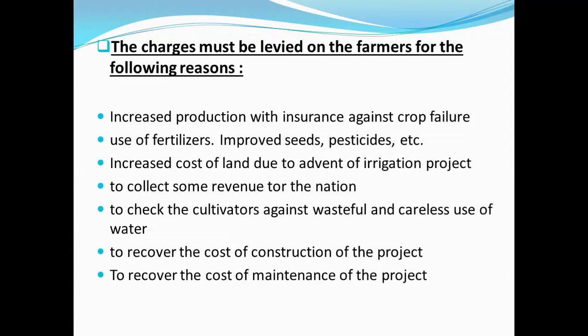The charges must be levied on the farmer for the following reasons. First, increased production with insurance against crop failure. Second, use of fertilizers, improved seeds and pesticides, etc. Third, increased cost of land due to the advent of the irrigation project. Also, to collect some revenue for the nation, to check the cultivators against wasteful and careless use of water, to recover the cost of construction of the project, and to recover the cost of maintenance of the project.